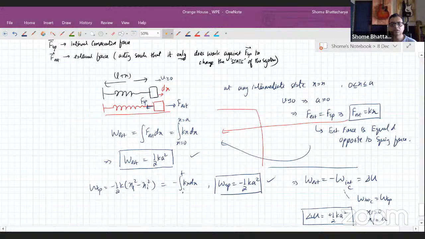So the three terms in the equation we were discussing are the work done by the external agent when he or she is doing work only to change the state of the system, the work done by the internal conservative force, and the change in potential energy. So how they are related, work done by external agent you can see is equal to negative of work done by the internal conservative force equals the change in potential energy when the external agent is acting in such a way that it's only changing the state of the system.